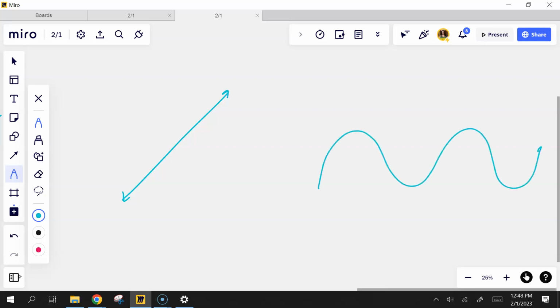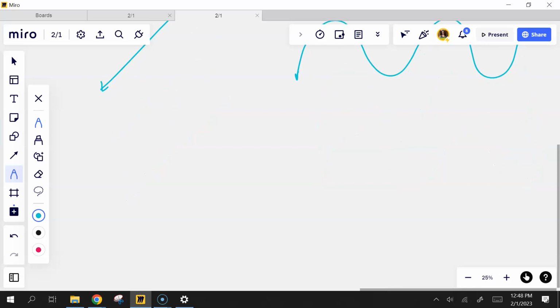No. Why? Its inverse is not a function. Good job, Stella. Yeah, cosine, line, tangent. Yes, it's one-to-one. It is one-to-one.